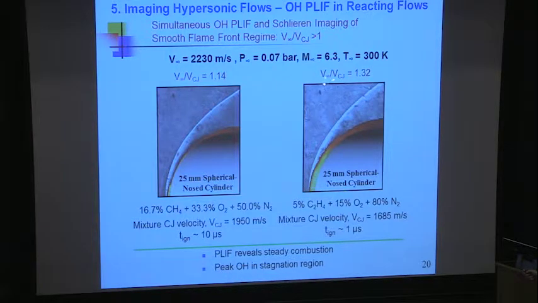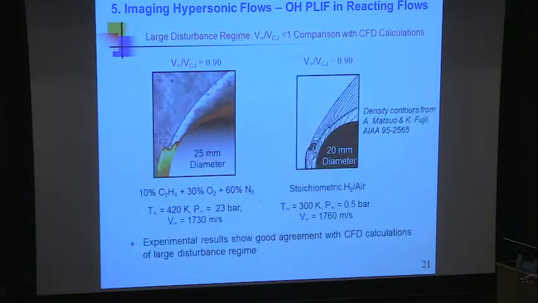Here's a case now where the free stream velocity is quite a bit higher, 1.32. And anyway, you get some beautiful pictures here of supersonic combustible flow over a particular body where you see the shock angle. So the computational people love this. This was the way they could test their models.